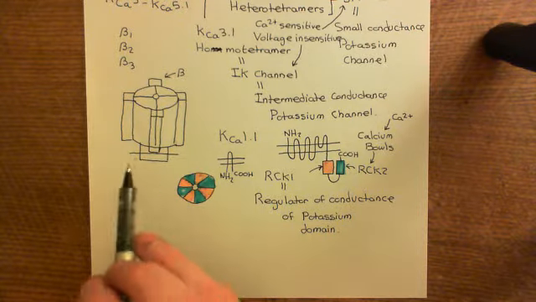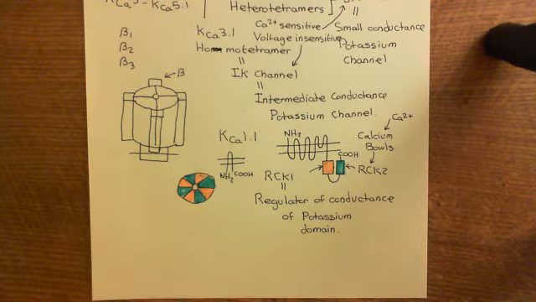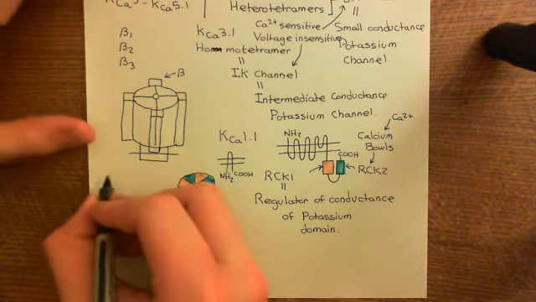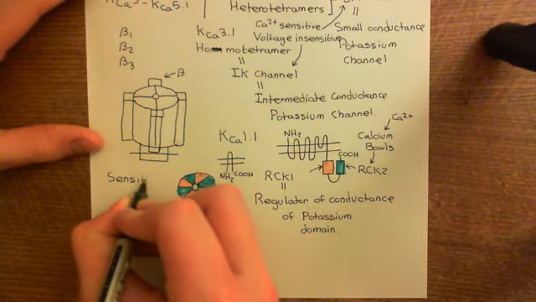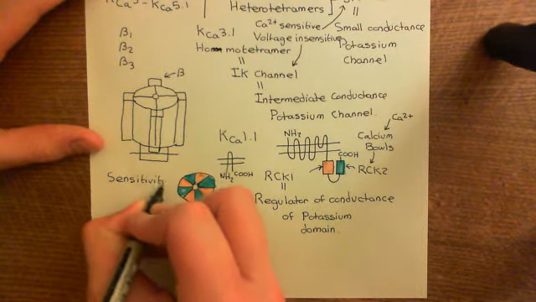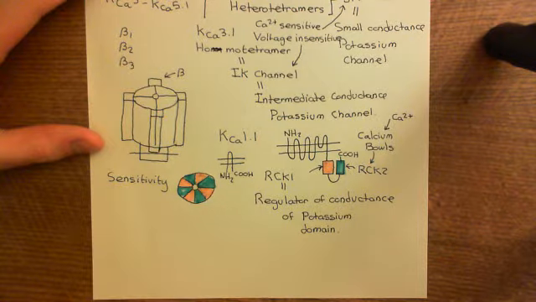So basically it means that the amount of time that these BK channels are going to spend in the open state when phosphorylated is overall going to go up. So you increase the sensitivity to calcium and you also increase the sensitivity to voltage. So the likelihood that this channel will be open is going to increase, basically.